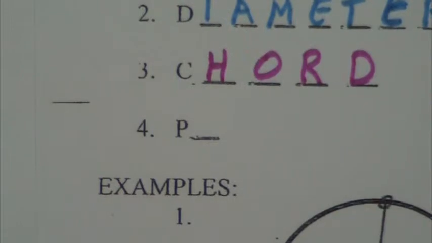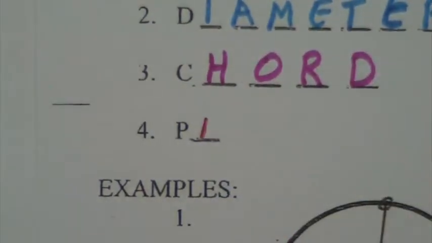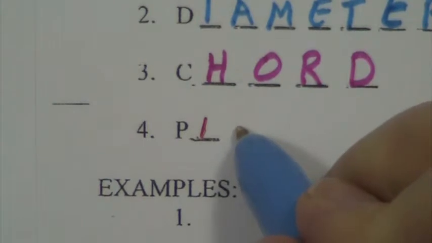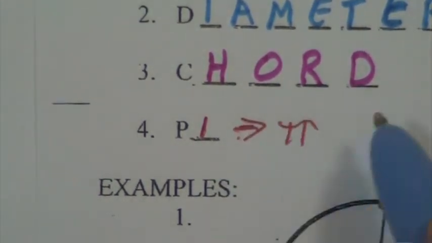Okay, the last one would be pi. Pi. Some people like to put E in there, but then we're talking about the dessert, pie. This is the Greek symbol. And that's the symbol like that.